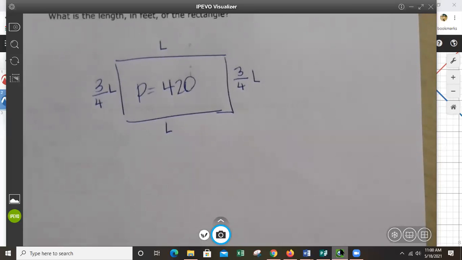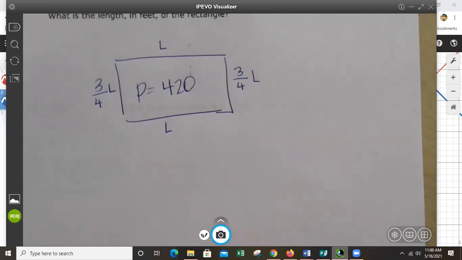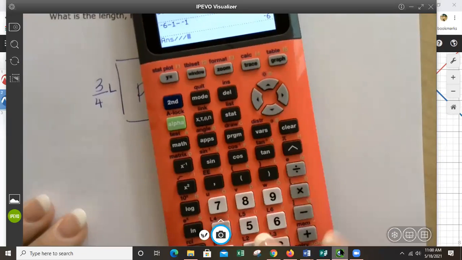Add all the sides, right? So I'm going to add, if you don't like 3/4, what can I do instead of having a fraction? You can make it a decimal. You can do that in your calculator. Y'all, you don't have to look at fractions. I know fractions kind of freak y'all out sometimes.